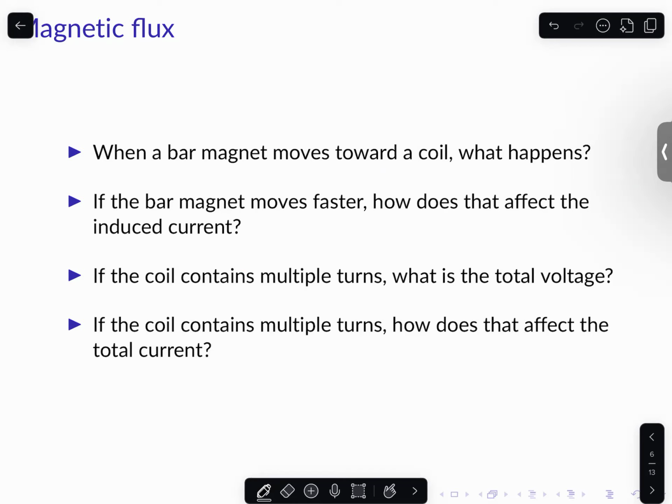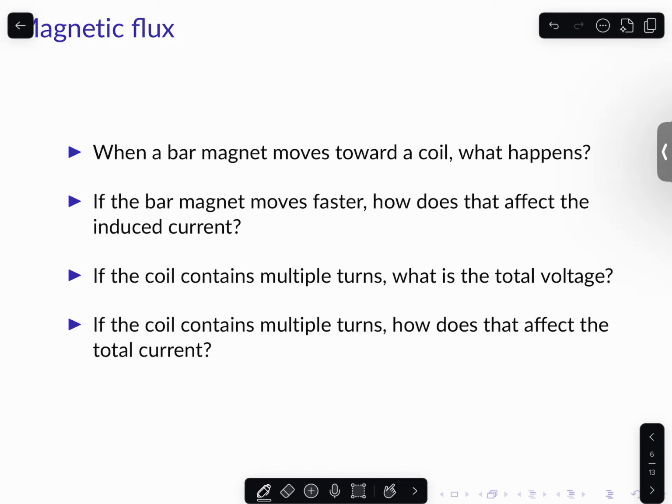Hey, think about this. Multiple turns of wire. If I double the number of turns, what happens to the amount of voltage? Double. If I double the number of turns, what do you think happens to the total current in the coil? Trick question, nothing. Why? I've increased the voltage, haven't I?